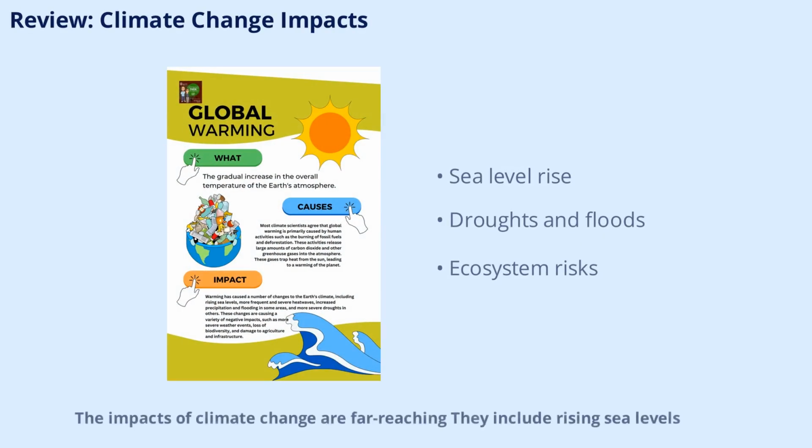The impacts of climate change are far-reaching. They include rising sea levels, more frequent and intense droughts, shifting weather patterns, and threats to food and water security. Ecosystems and species are also affected, with some benefiting and others struggling to survive. The overall trend points to increasing risks for both people and the planet.